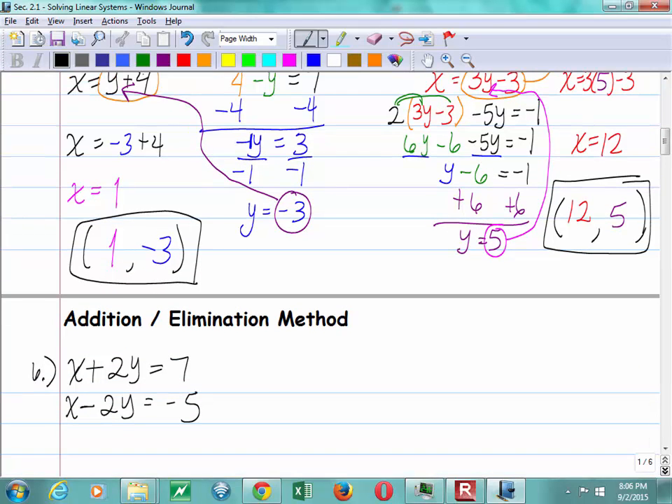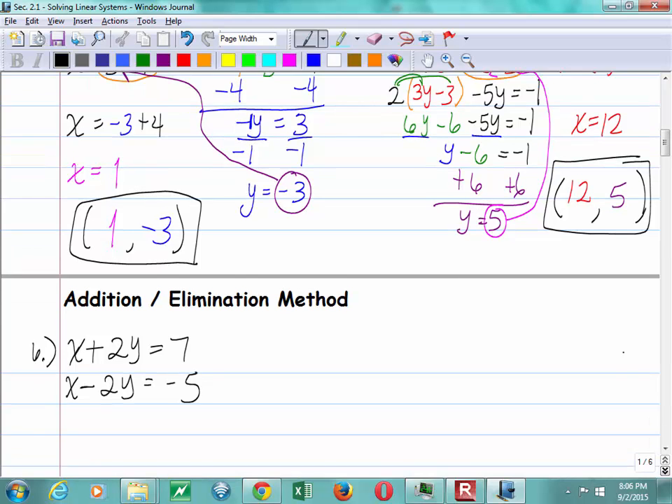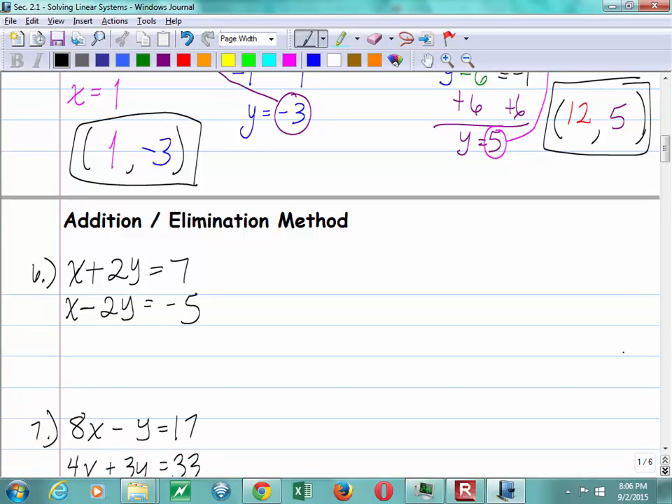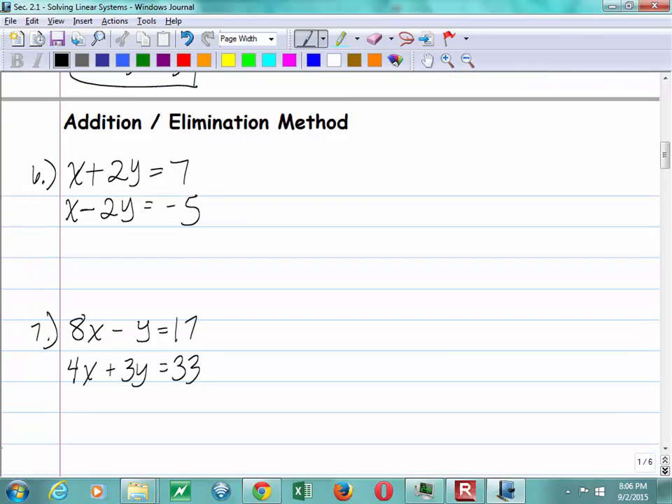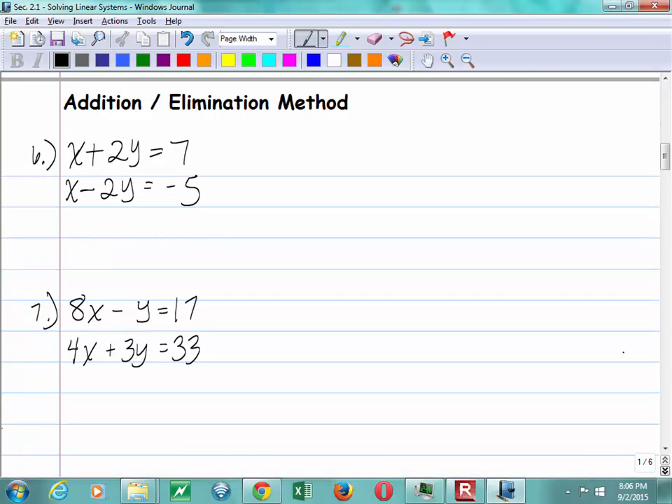So now let's look at the addition/elimination method. The reason why this is sometimes called the addition method is because it involves adding the two equations together, and the reason why it's sometimes called the elimination method is because it involves eliminating one of the variables. So on number 6, we can see that if we just directly add these two equations together, the y term will automatically cancel out because we have positive 2y and negative 2y.